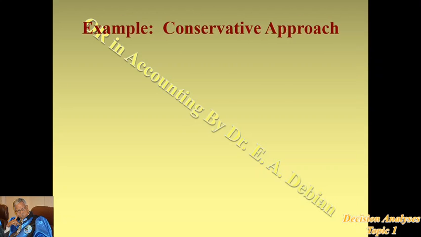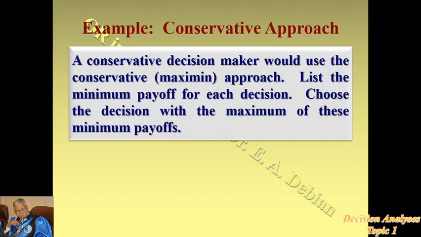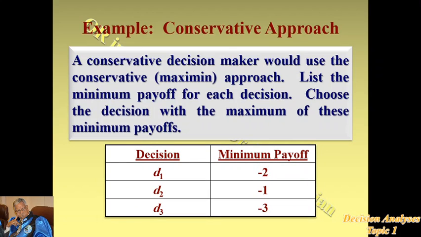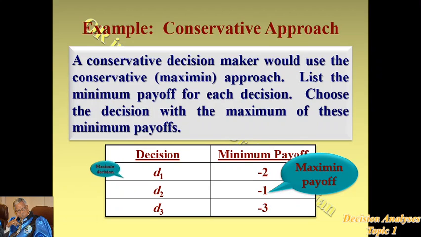In our example, a conservative decision maker would use the conservative maximin approach: list the minimum payoff of each decision, and choose the decision with the maximum of these minimums. -3, -2, -1, -3. Which is the best? -1. So decision alternative number 2 will be selected.